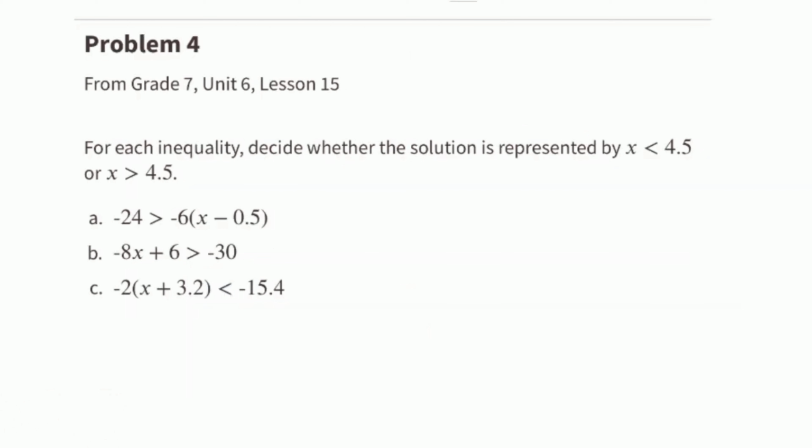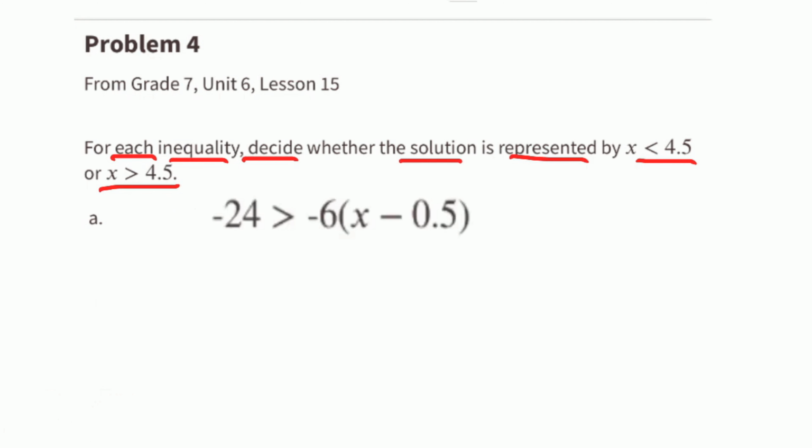Problem number 4, from 7th grade, Unit 6, Lesson 15. For each inequality, decide whether the solution is represented by x is less than 4.5 or x is greater than 4.5. A. We need to multiply negative 6 times everything inside the parentheses. Negative 6 times x and negative 6 times negative 0.5. On the left side of the inequality, we still have negative 24. But on the right side of the inequality, we now have negative 6x plus 3.